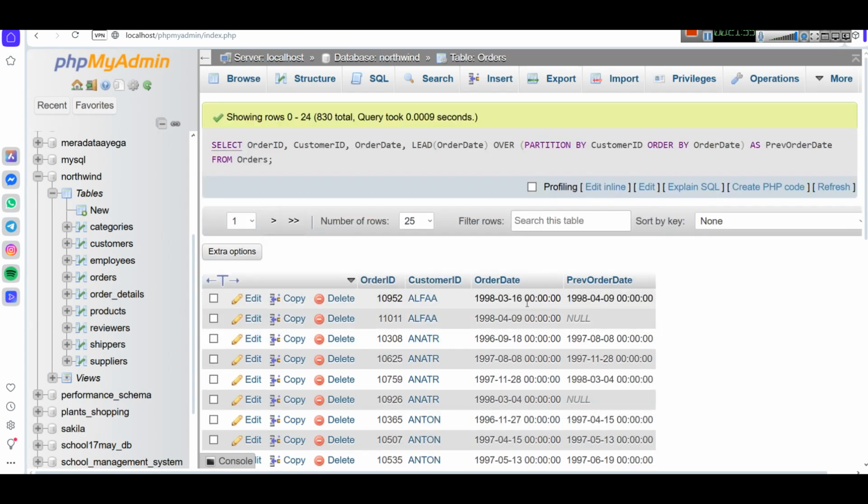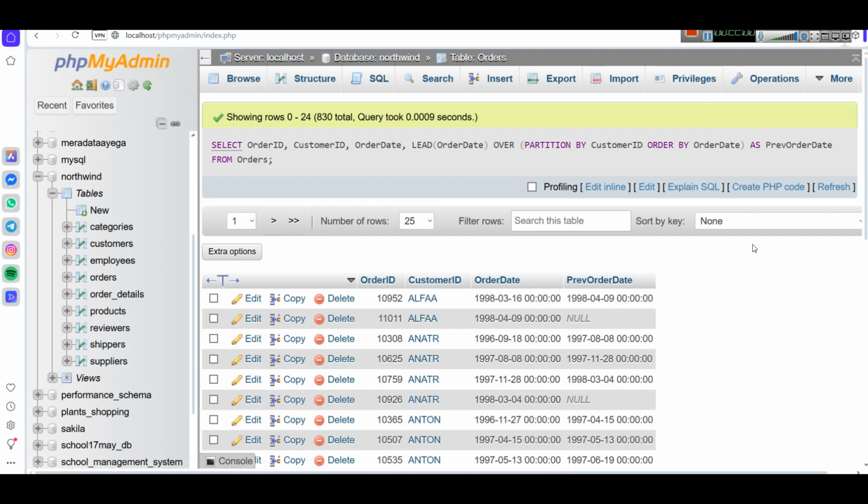So when this customer ordered on 16th of March, this customer's next order was on 9th of April. It is telling us that. Then after 9th, this customer never ordered, that's why none. So lag or lead is the same thing.